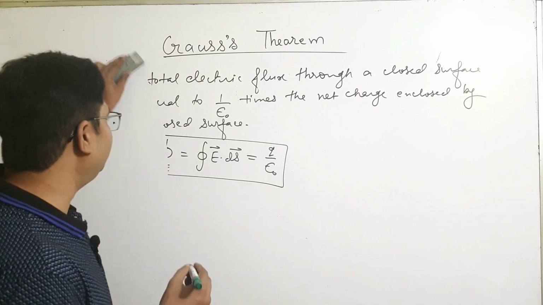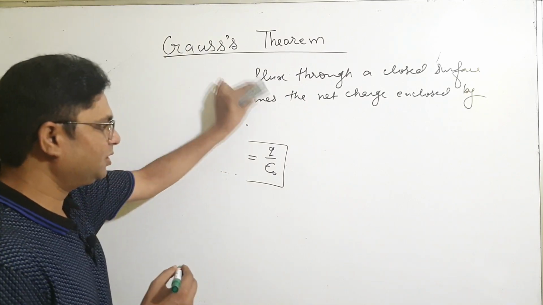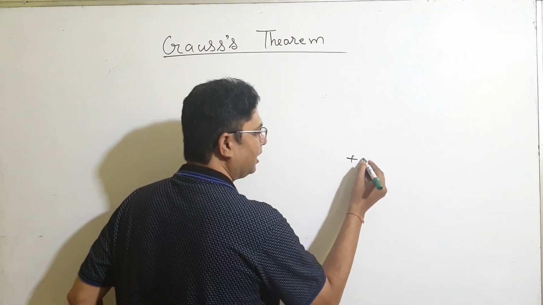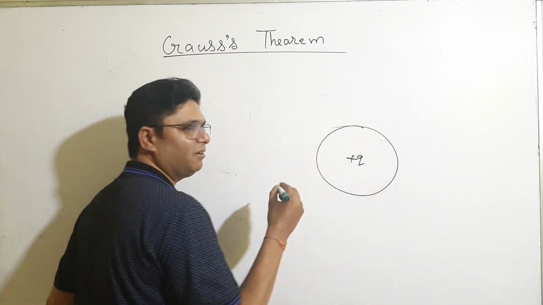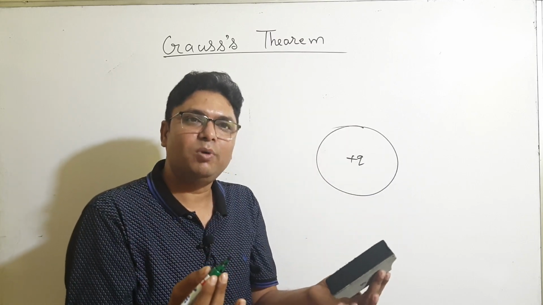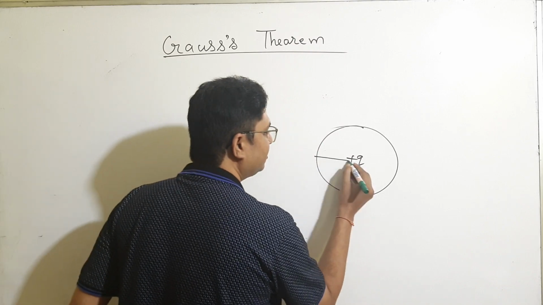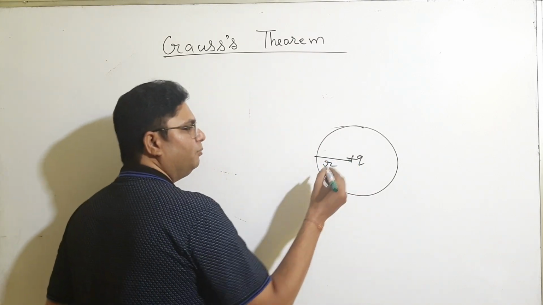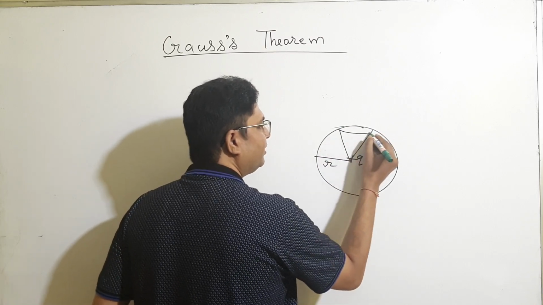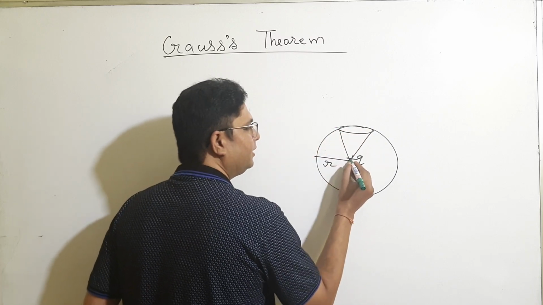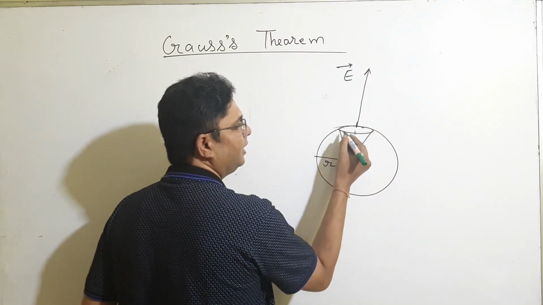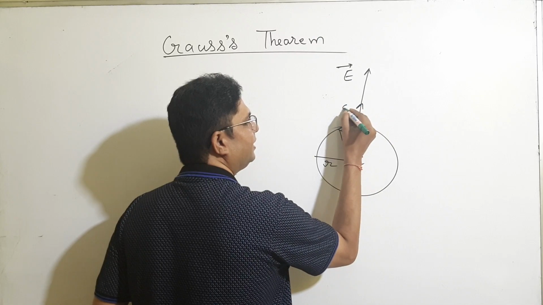For proving this statement, we require a plus q charge. This is plus q charge. Let us have an imaginary closed surface in the form of a sphere of radius r. Now let us have a small surface area here. This is the direction of electric field E through the surface. This surface area is a small surface ds.